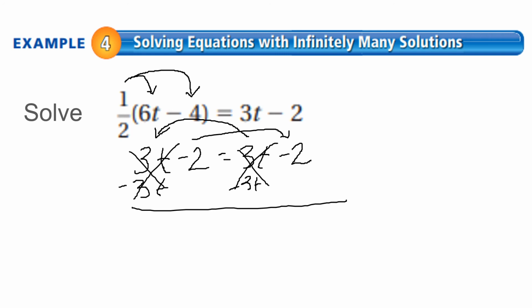So our variable terms canceled out. If I move the constant term to the other side, they all cancel out. And when everything cancels out, basically everything becomes 0, and you end up with 0 equals 0. So anytime that happens, you know that you will have infinitely many solutions.